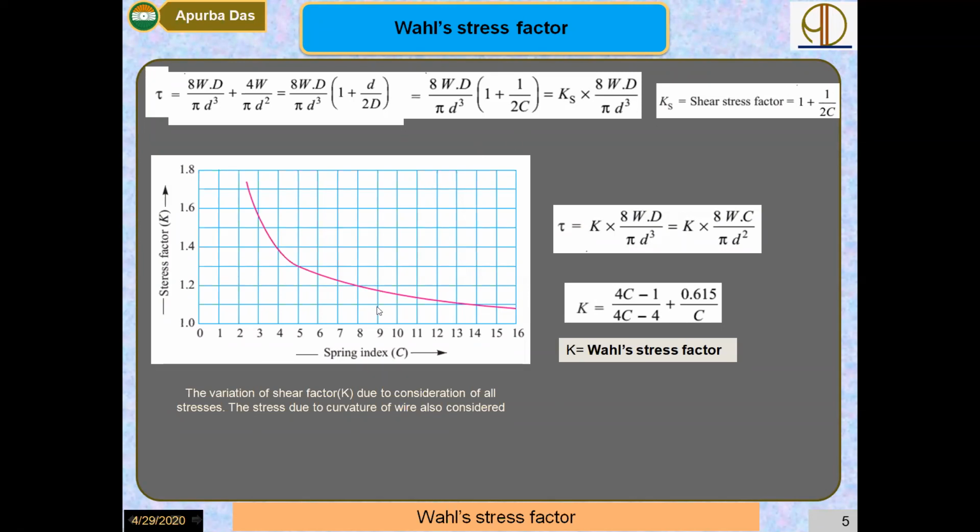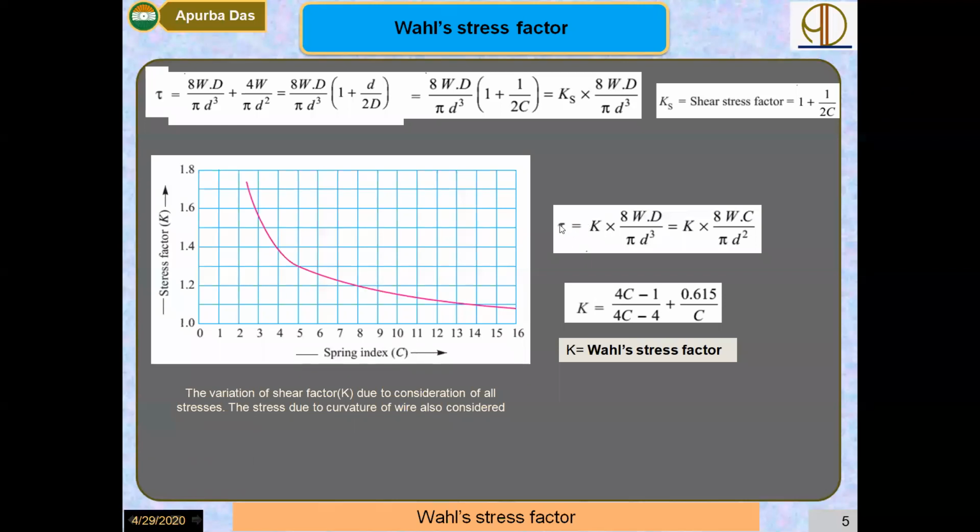Whenever we consider the stress due to the curvature of the wire, and we solve analytically and experimentally, we see that the stress factor K and spring index vary this way. As the spring index increases, the stress factor reduces, and it becomes nearly constant after the spring index reaches the 15-16 range. Spring index is nothing but capital D by small d.